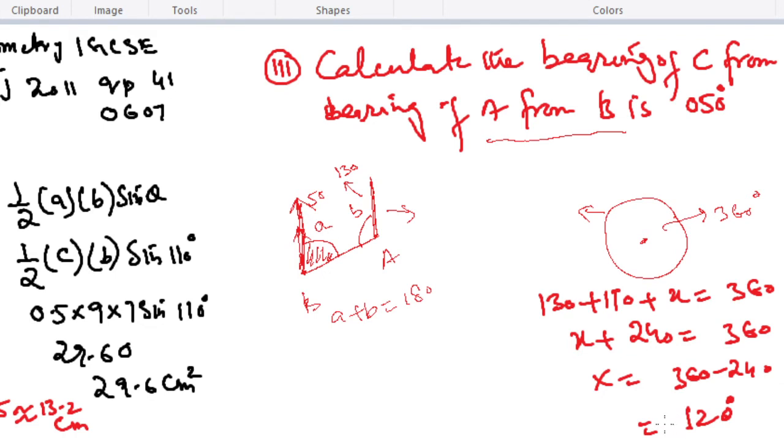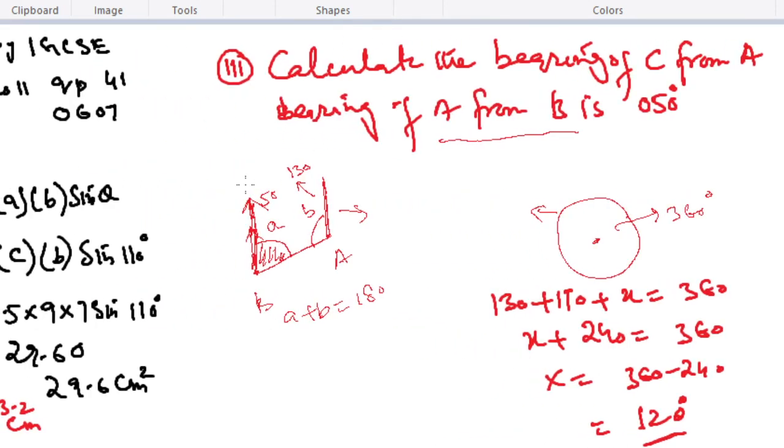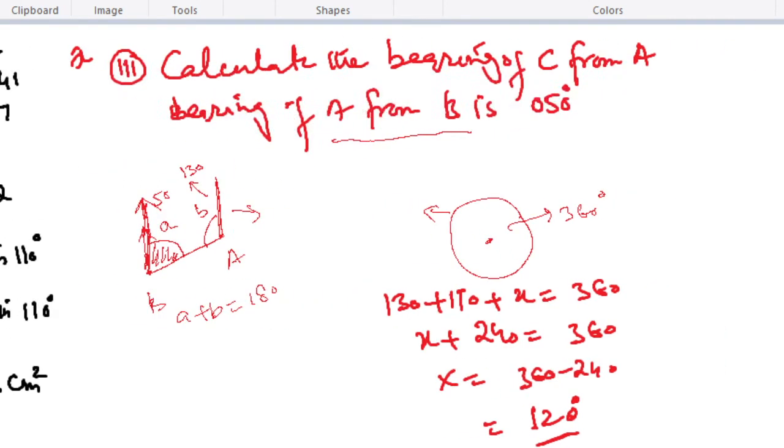Bearing should always be in 3 digits. We got it in 3 digits. That's done. That was part A, part 3. Yes, part A 3. Now let's go to part B.